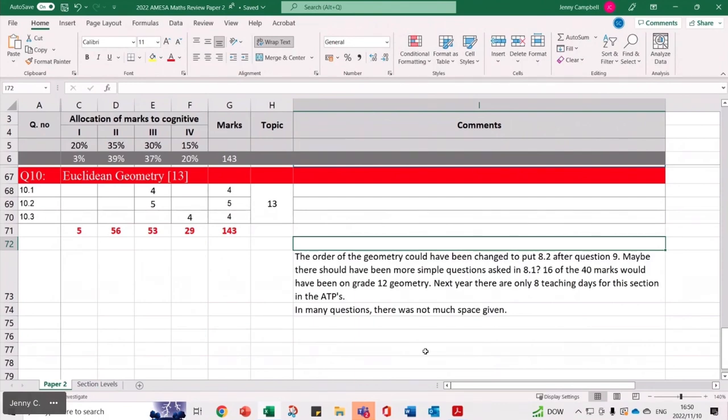So I think we've got to be quite careful next year about geometry, because nearly half the geometry was on grade 12 stuff. And if we're only going to be teaching it in 8 days, I think that could be a problem. And then also, as far as the answer book is concerned, in many questions, there was not much space given. So I think they do need to be aware of that. I think we do moan about that every year.